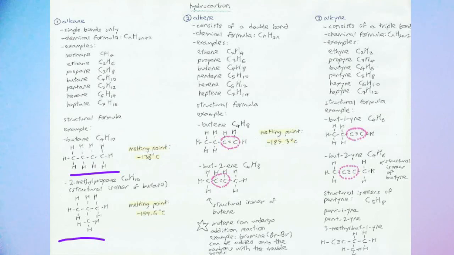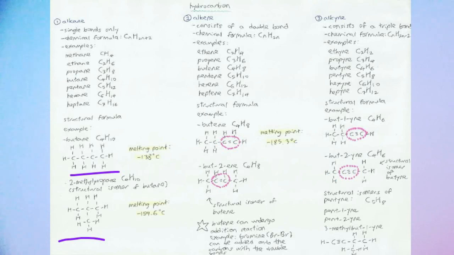For butene, it has a double bond on the first carbon, as you can see in red. And bear in mind, when we talk about the first carbon, we mean towards the closest end. So in this case, for but-1-ene, the closest end is towards the right, as circled in red. And but-2-ene has a double bond on the second carbon. So these are what we call structural isomers of one another.